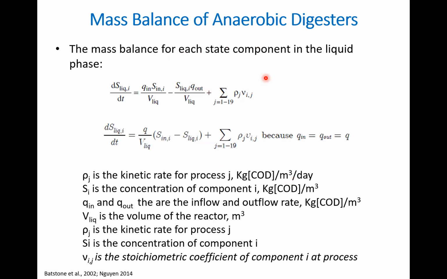Last time we talked about the mass balance of the anaerobic digester and how we can do the mass balance for each state component in the liquid. And we said that the accumulation is the part that is coming from the influent, minus the part that comes out of the effluent or from the digester, plus the processes or the conversions that happen inside the digester itself. And we simplified this into this kind of simple form.